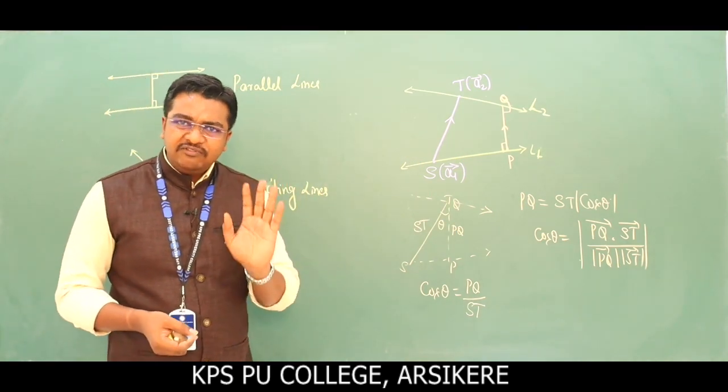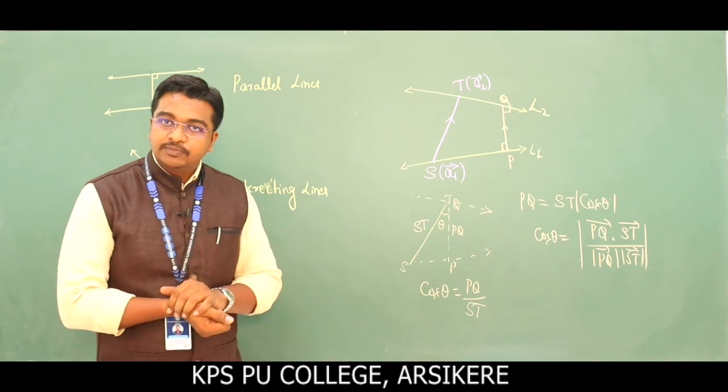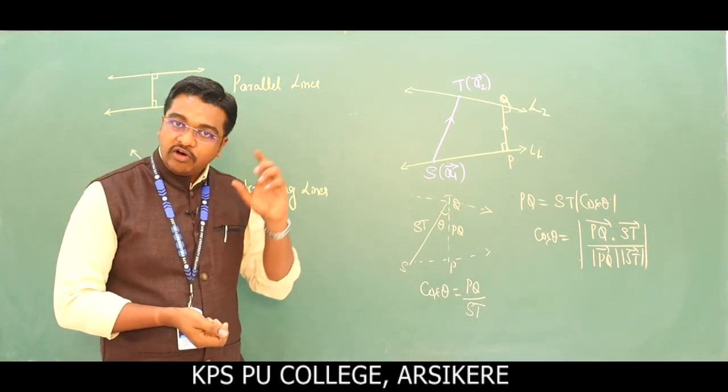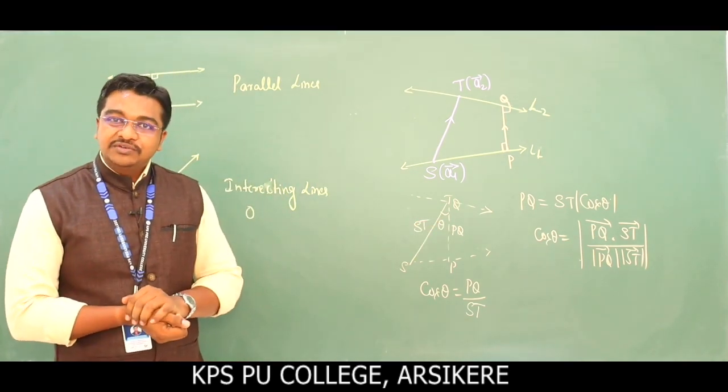The next step is simplification and substitution. The clean derivation will come, and for the shortest distance between two skew lines, you will get the formula. We will get the formula in both vector form as well as Cartesian.